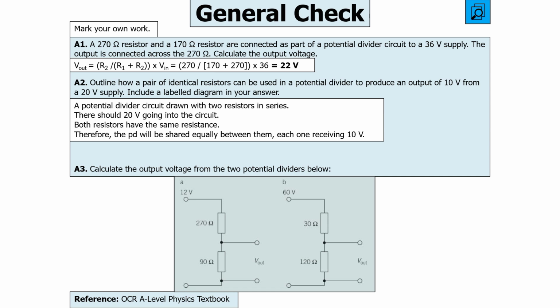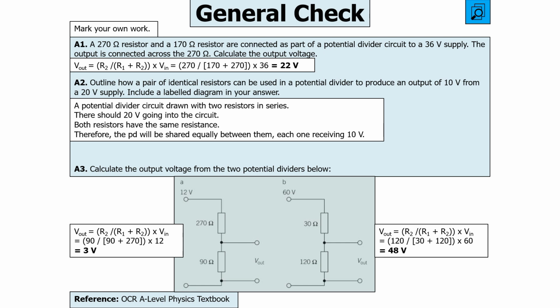So each one will receive 10 volts. In this next one, we need to work out our output voltages. So V out is equal to R2 over R1 plus R2 times by V in. So it's 90 over 90 plus 270 times by 12, which is 3 volts. And on this side, it's going to be 120 over 30 plus 120 times by 60, which is 48 volts.